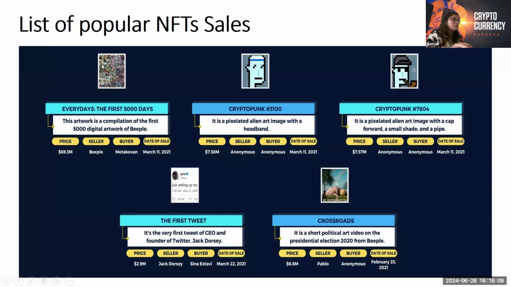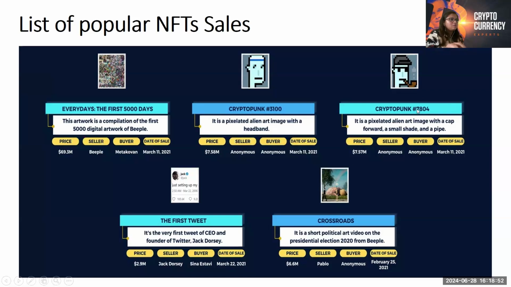It's a compilation of 5,000 digital artworks. You will not be able to see it here, but these are 5,000 collectibles which they collated and created one artwork out of. It was sold in 2021 for 69.3 million USD. The seller was Beeple and the buyer was MetaKovan, again a company. CryptoPunk, I already showed you a few examples. It is a pixelated alien art image with a headband. It was sold for around 7.58 million. I don't know who the seller or the buyer was. Date of sale again 2021.